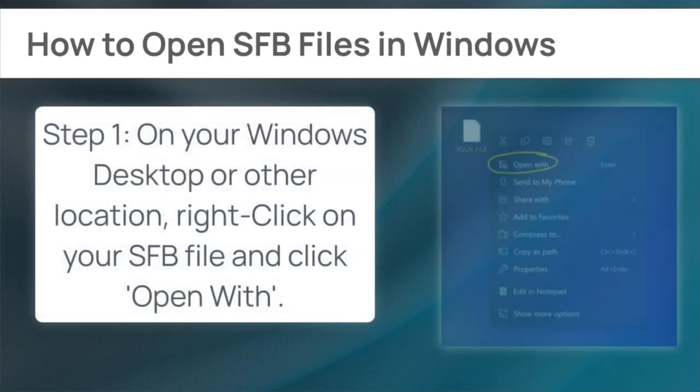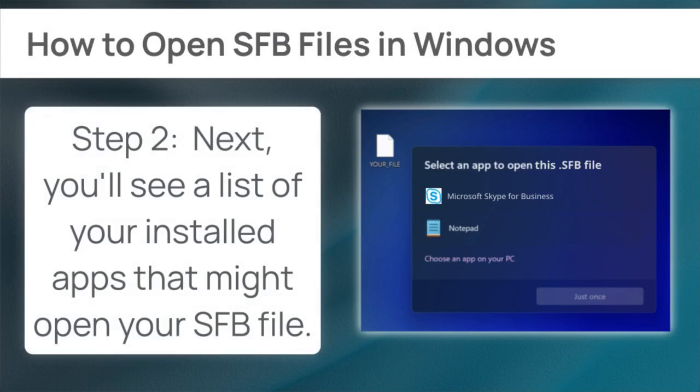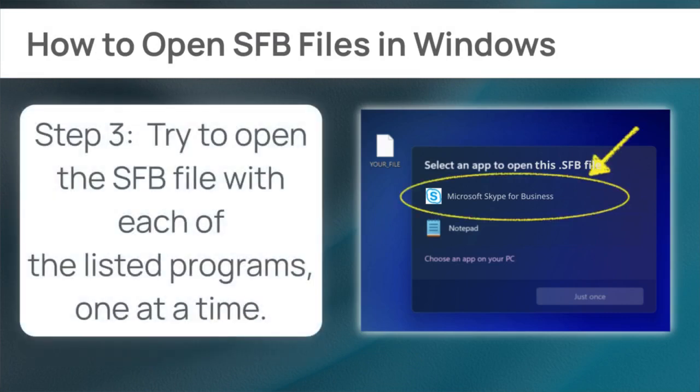Time to test installed programs. Right-click the SFB file and hit Open With. Launch it using Microsoft Skype for Business if possible. If that option is absent, choose any other application from the displayed list.